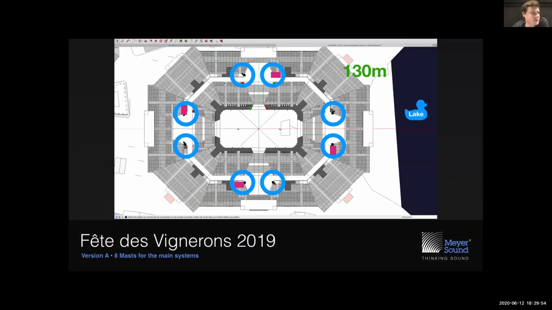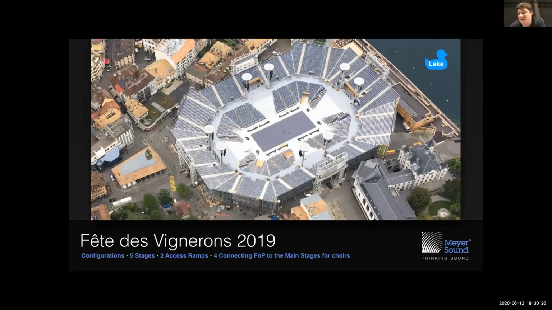The previous slide is actually showing we have about 130 meters, and the propagation time is about 380 milliseconds. So for the people who sit here by the lake, the north stage is about 380 milliseconds late, and the south stage is about 20 or 40 milliseconds away. So with percussive instruments, it definitely was a problem. So yes, that was pretty successful, I guess.